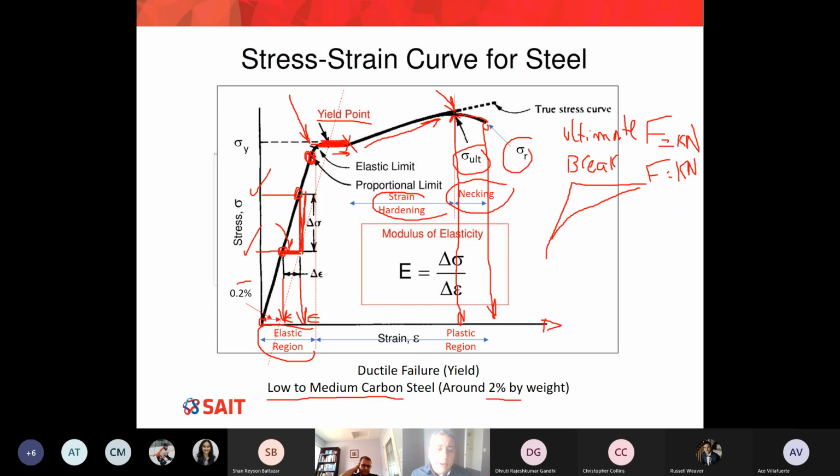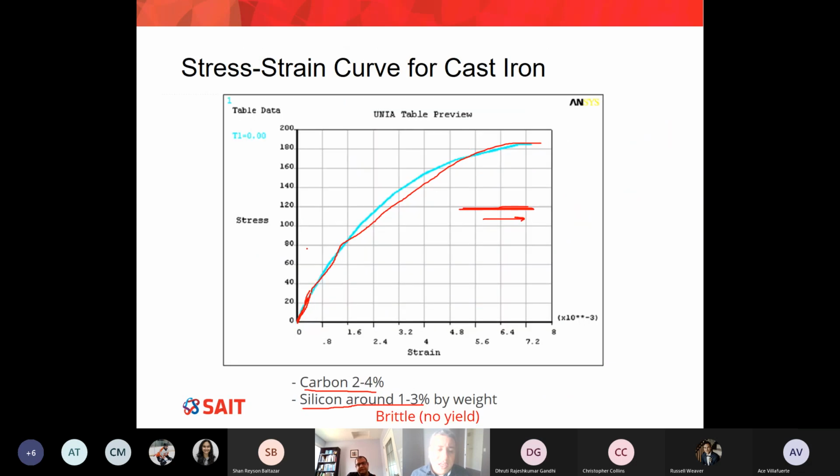Remember, we take 0.2%, we create a line tangent to the line, and this cuts the curve. The difference is in cast iron, the number is different. Instead of 0.2%, we do 0.05%. So we get this line, we create a line tangent to the first tangent, and when this line intersects with the curve, I go horizontal, I read the yield.